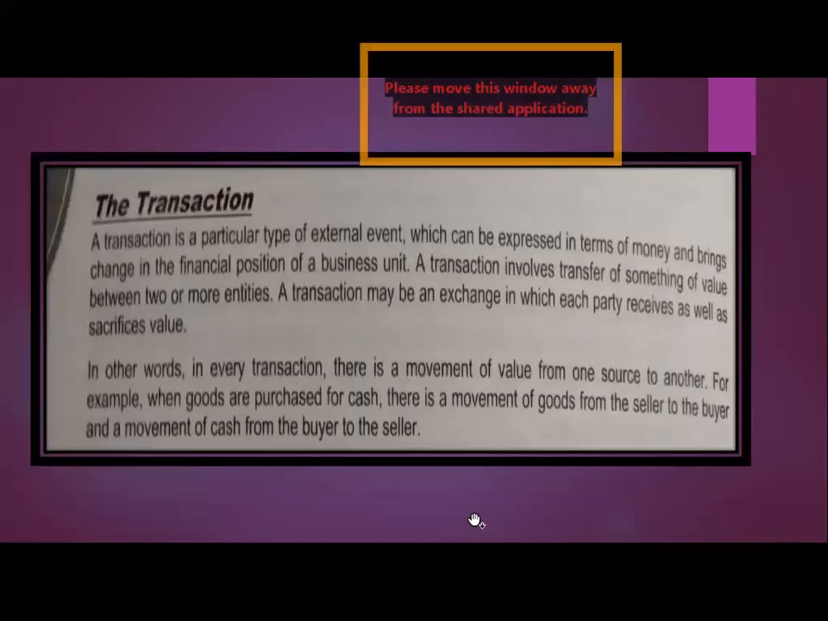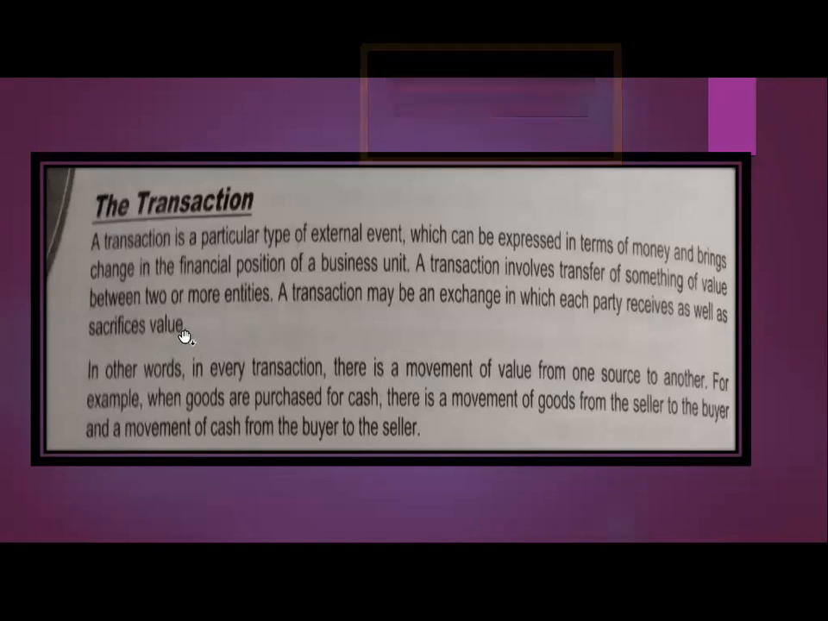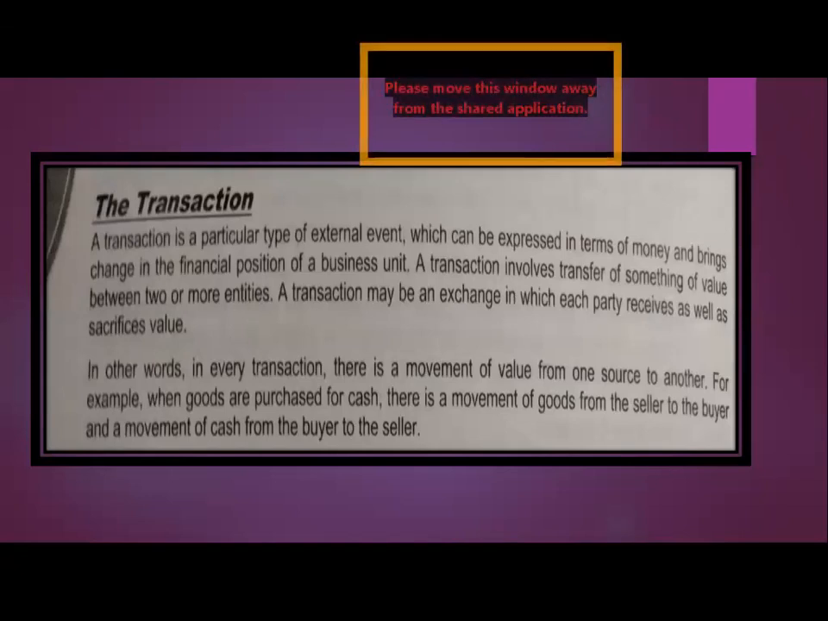We have done this. This is the definition of transaction which is given in your book. So a transaction is a particular type of external event, which can be expressed in terms of money, and brings change in the financial position of a business unit. Why they use the word financial position? Because के business में से पैसे जा भी रहे हैं और business के अंदर कोई commodity आ रही है, तो उसकी financial position change होगी कि एक asset आ रहा होगा and हमारे पास money payment हो रही है.